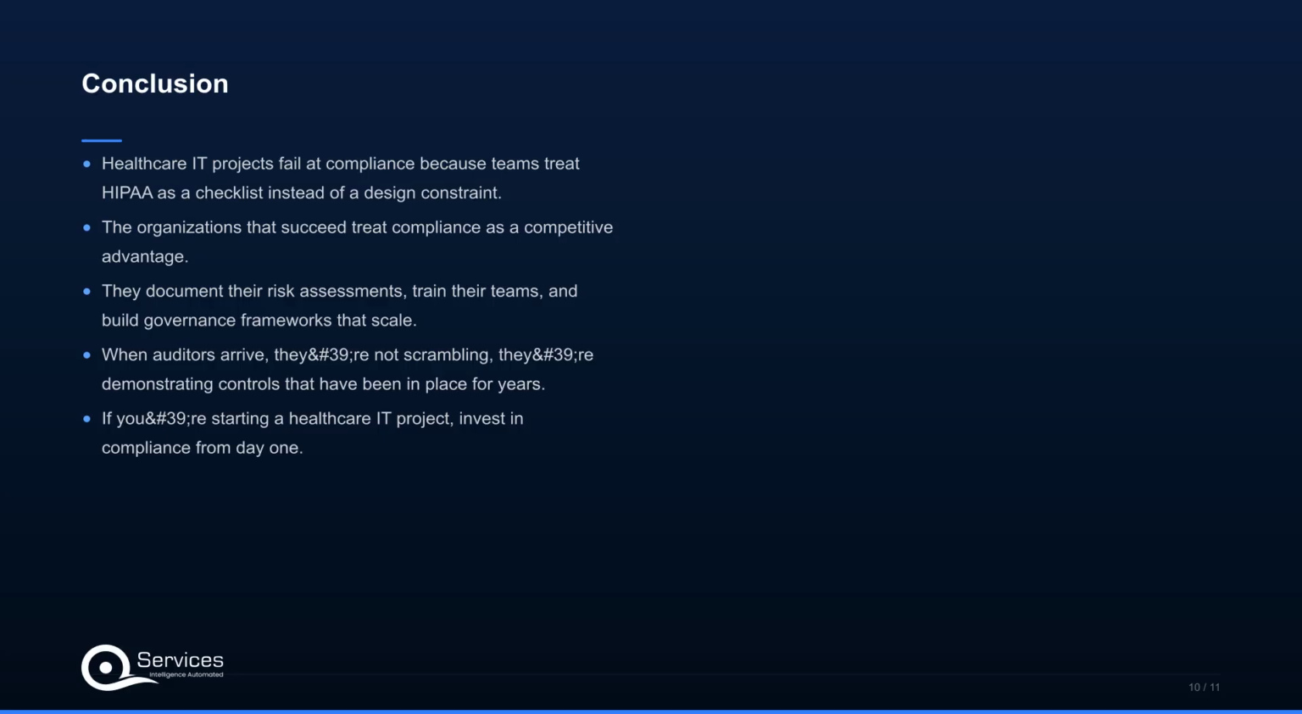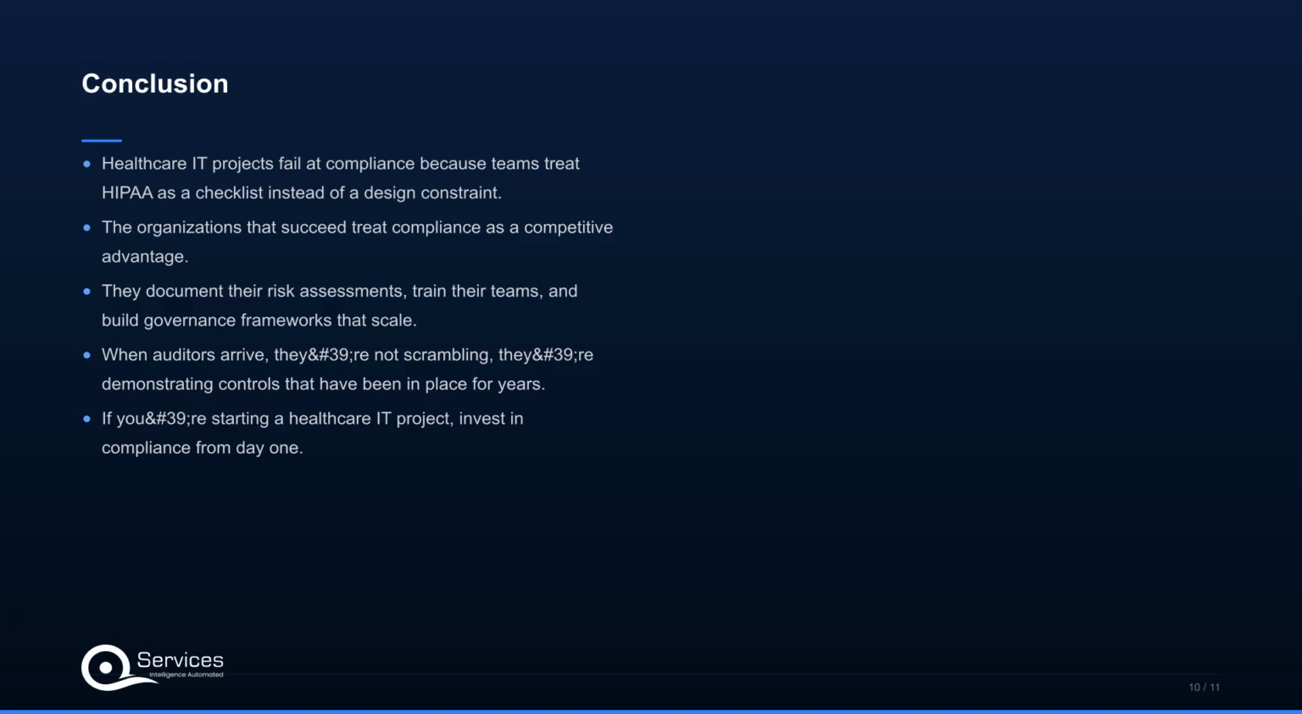HIPAA compliant software development requires building compliance into every architectural decision, from database schema to API design to logging infrastructure. The organizations that succeed treat compliance as a competitive advantage. They document their risk assessments, train their teams, and build governance frameworks that scale. When auditors arrive, they're not scrambling, they're demonstrating controls that have been in place for years.